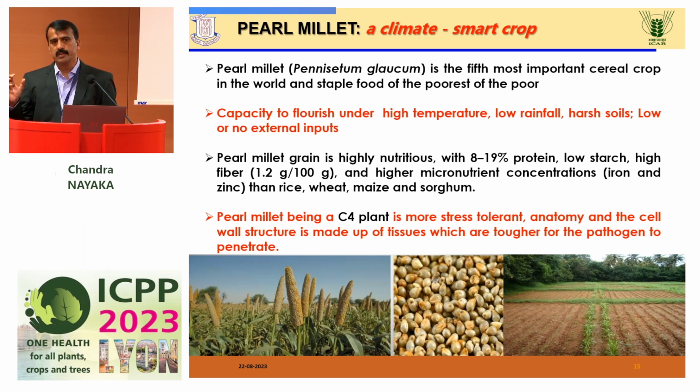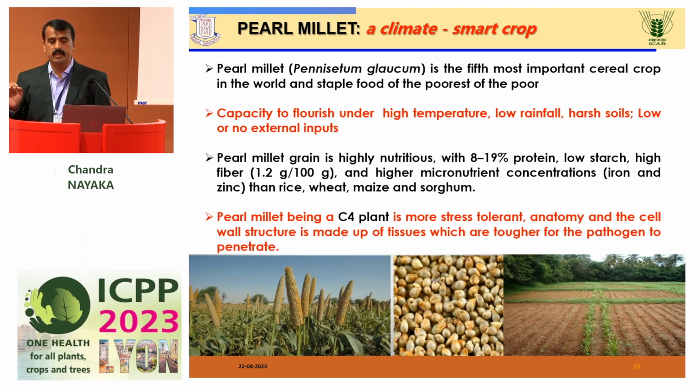In northern India, we get very little rainfall, there is no water, and the soil quality is very poor. Pearl millet has the capacity to flourish under high temperature. The crop can grow up to 44 degrees centigrade. It can grow in low rainfall and harsh soil, and low or no external input is required for cultivation of this crop. Pearl millet grain is highly nutritious.